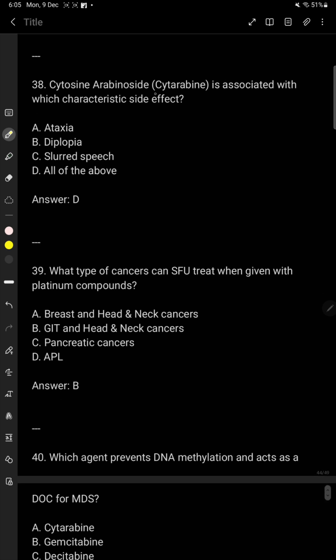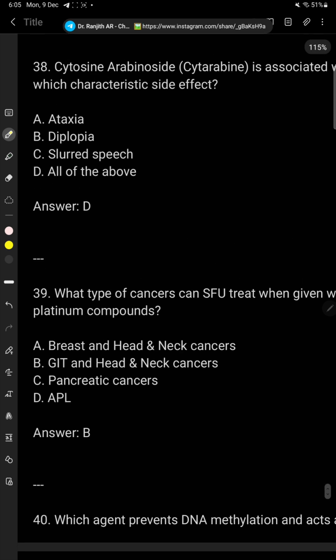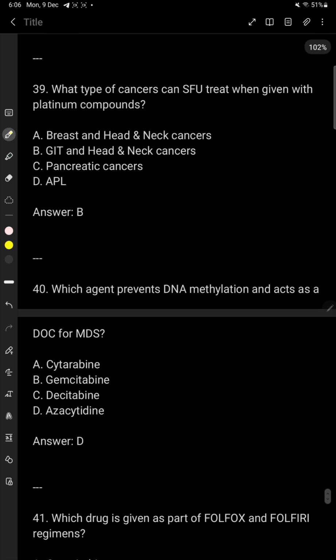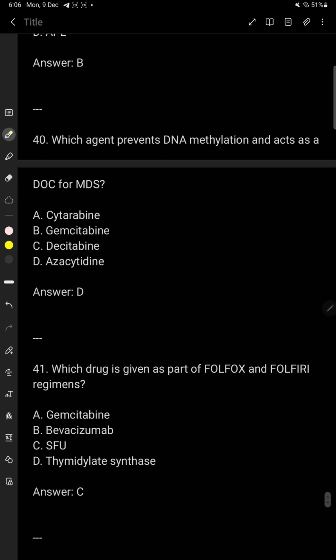Cytosine arabinoside or cytarabine is associated with which side effects? It is associated with cerebral toxicity like ataxia, that is lack of coordination, diplopia, that is double vision, and then slurred speech. Which type of cancer can 5-FU treat when given with platinum compounds? So 5-FU is given with platinum compounds to treat GIT and head and neck cancers.